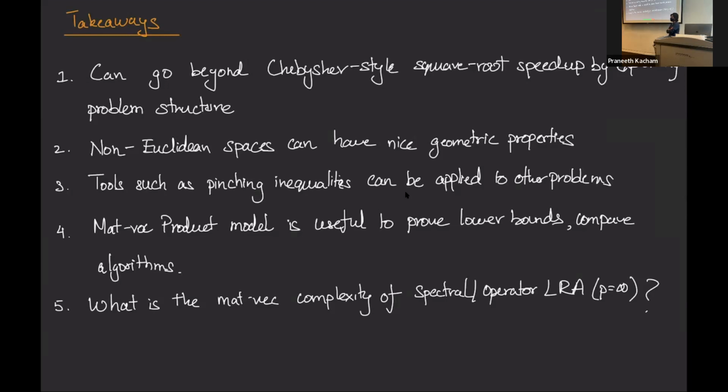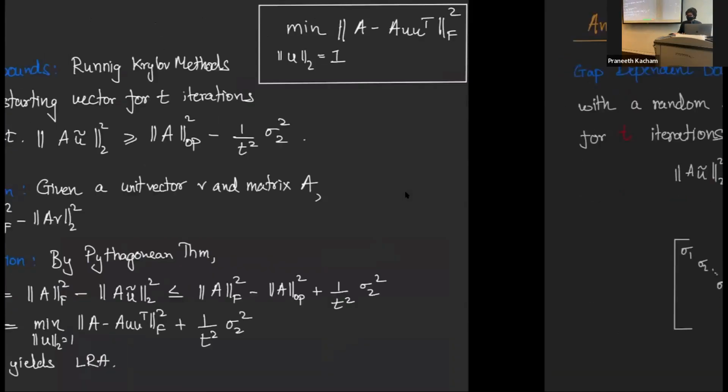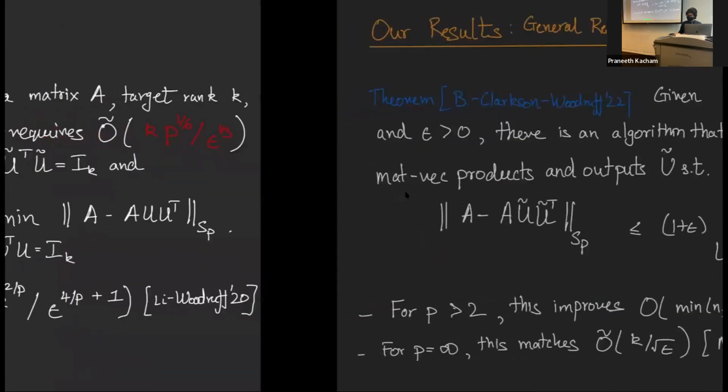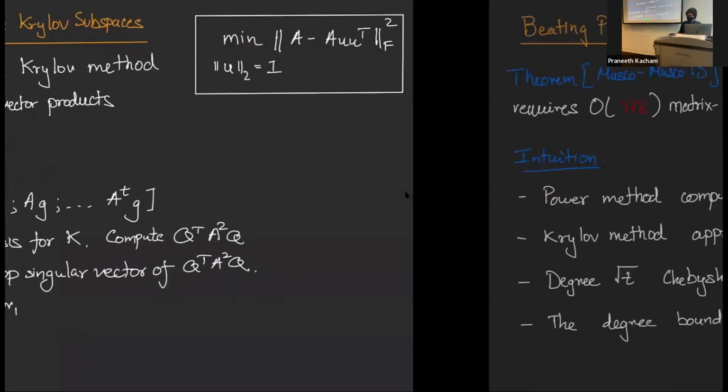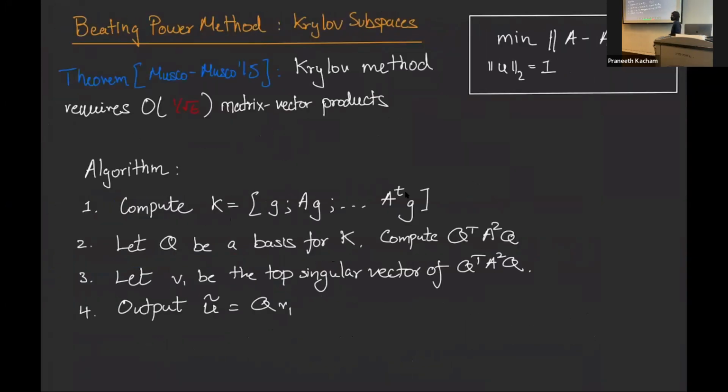The explicit version of the algorithm that I slightly rushed through, you can show that it gives the best vector in the Krylov subspace, and it's computable easily. I can go back to the algorithm if you want to see it. Here's the algorithm. This vector u tilde is the best vector in the Krylov subspace that you computed, and it's fairly easy to compute. You compute a basis for the Krylov space, you compute this T by T matrix, and you compute its top eigenvector, or top singular vector.